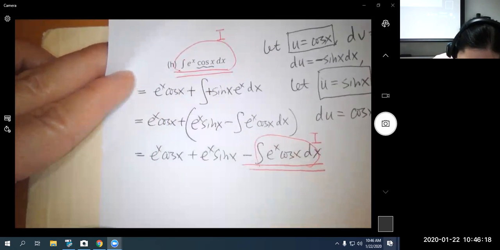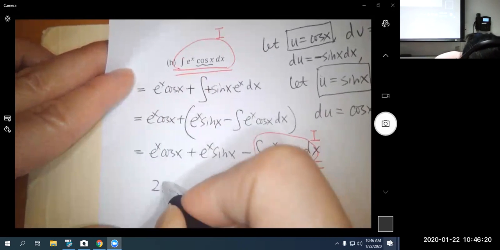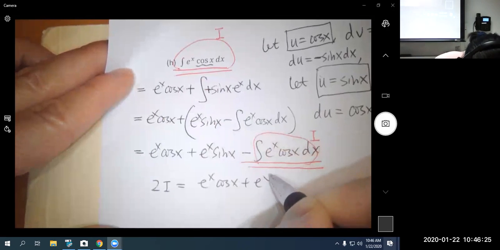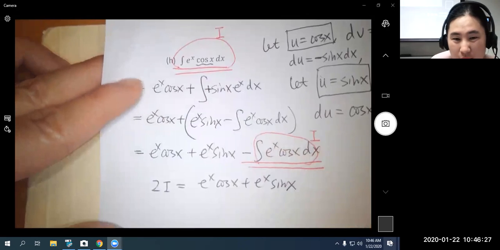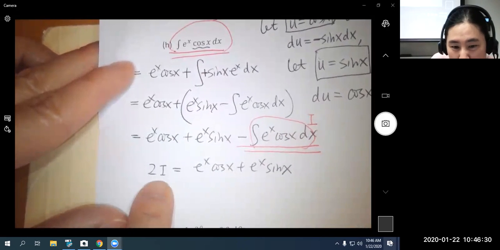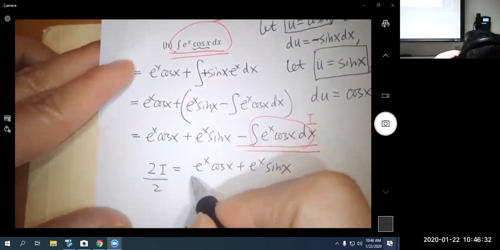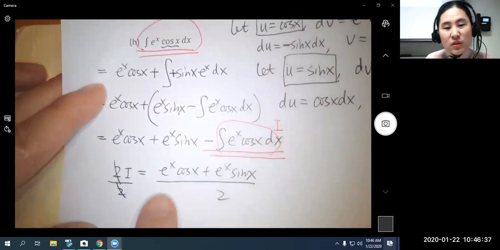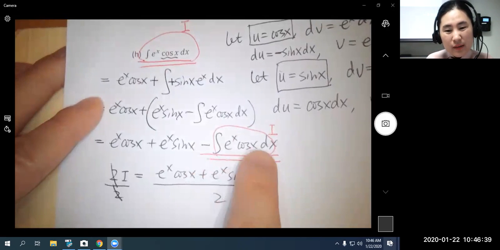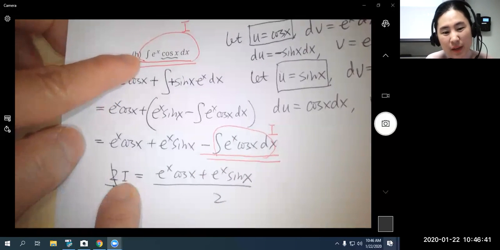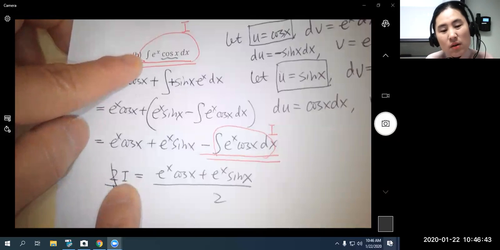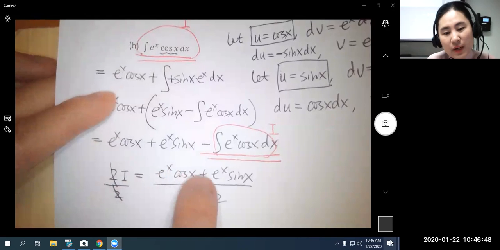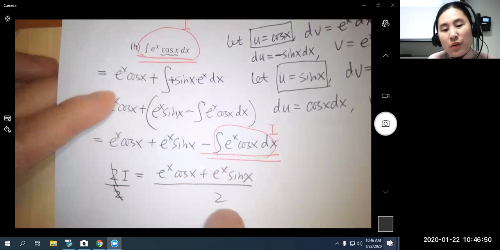So 2 times I equals e to the x cosine x plus e to the x sin x. We're looking for I, so we divide by 2 from both sides. So what is I, this integral? This integral equals e to the x cosine x plus e to the x sin x, all over 2.